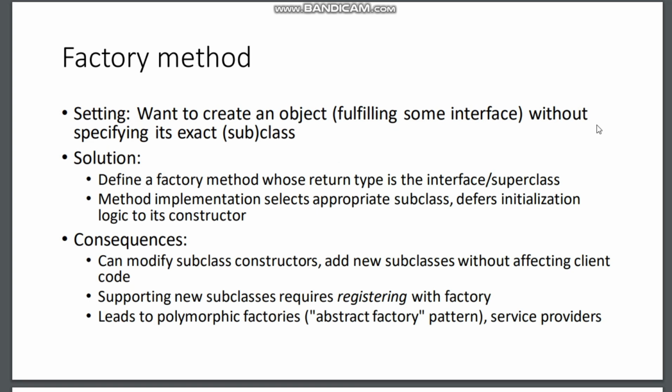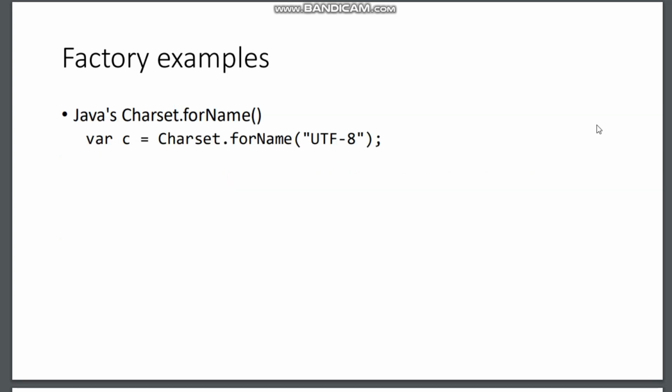These were examples, these are notes, and now we have the factory method. The factory method pattern is a way to create objects without specifying their exact class. Instead, a factory method returns the appropriate object based on the situation. This approach allows developers to add new subclasses without changing existing client code. For example, in Java, the method Charset.forName("UTF-8") uses this pattern to return the correct character set. By using factories, developers can simplify object creation and support polymorphism more effectively.